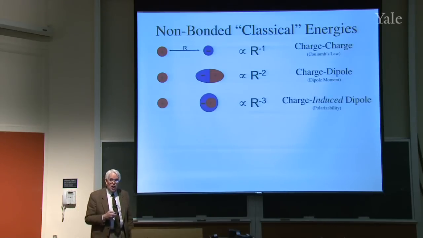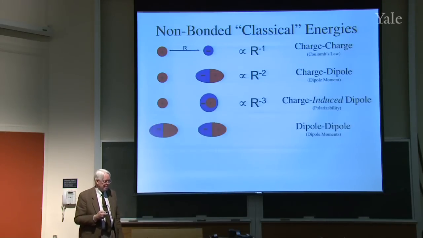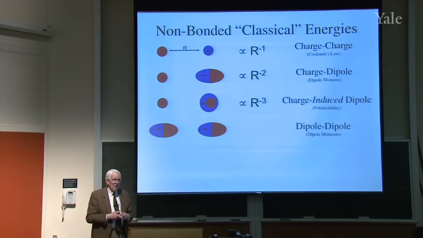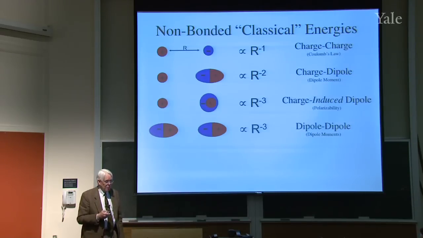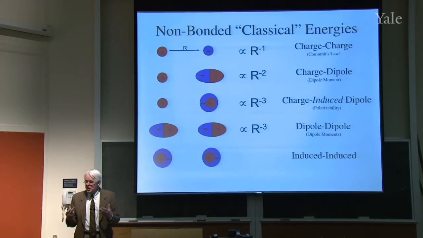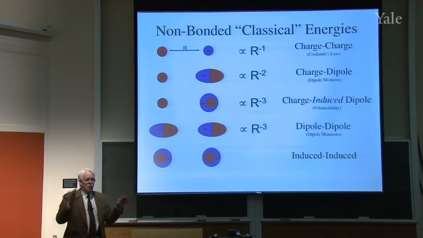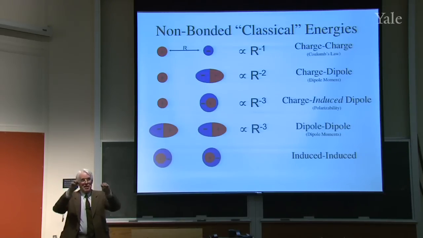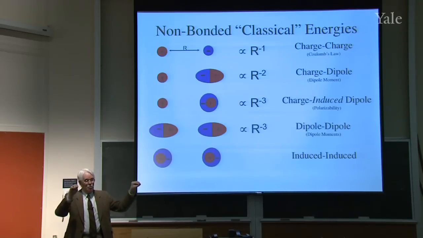That depends on r to the minus 3, 1 over r cubed. Then you can have 2 dipoles interacting with one another. That's also 1 over r cubed. Or you can have 2 induced things interacting with one another. Have you ever seen that before? Where how the electrons are distributed in this one? When they're over here, the ones here tend to be over there, and when these are here. Where did we encounter that before?